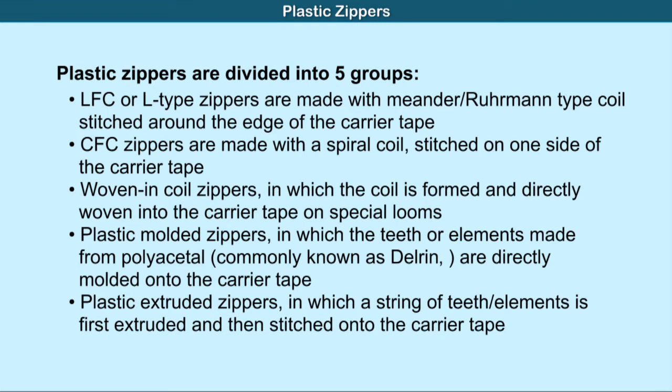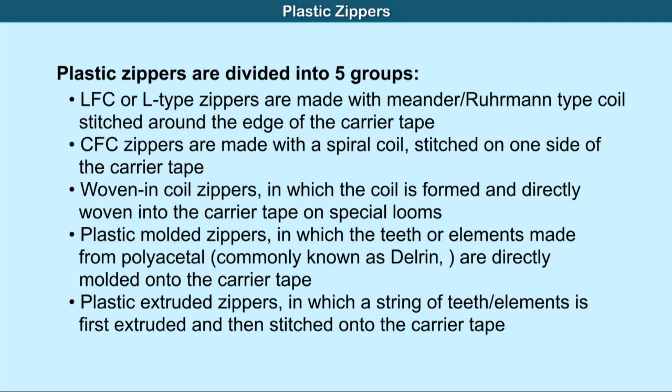Plastic zippers are divided into 5 groups: LFC or L-type zipper, made with a Minder Ruhmann type coil stitched around the edge of the carrier tape. CFC zippers, made with a spiral coil stitched on one side of the carrier tape. Woven in coil zippers, in which the coil is formed and directly woven into the carrier tape on special looms.